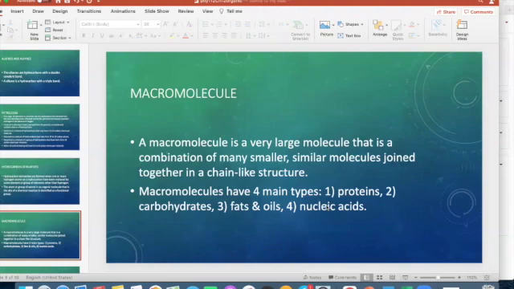So your macromolecule, macro just means large. So a macromolecule is a very large molecule. It's a combination of many smaller similar molecules joined together in a chain-like structure. So there's 4 main types of macromolecules. You have your proteins, and this is usually associated with animal meat. Carbohydrates, which is usually associated with bread and other bakery goods. Number 3, this is the fats and oils. And then number 4 is the nucleic acids.